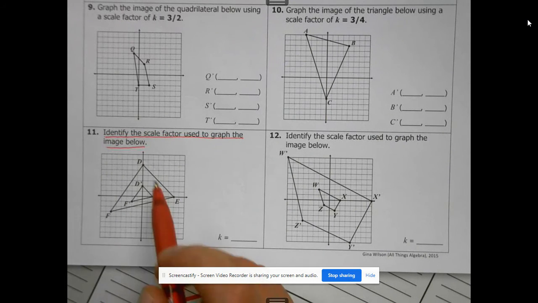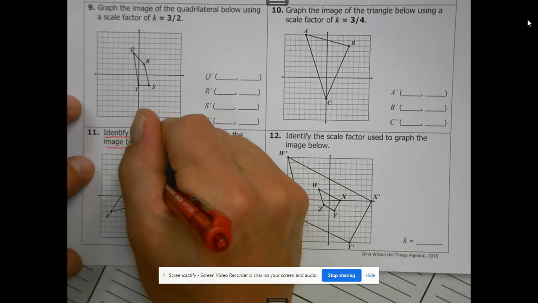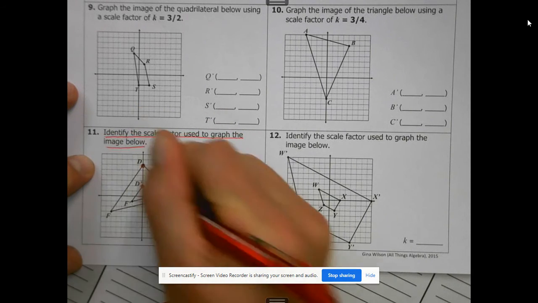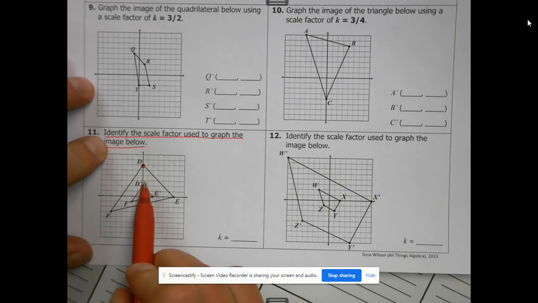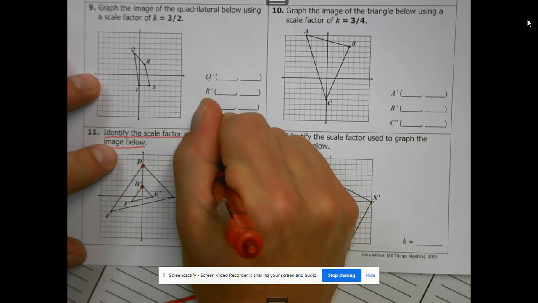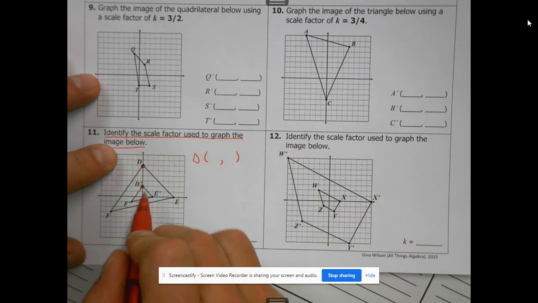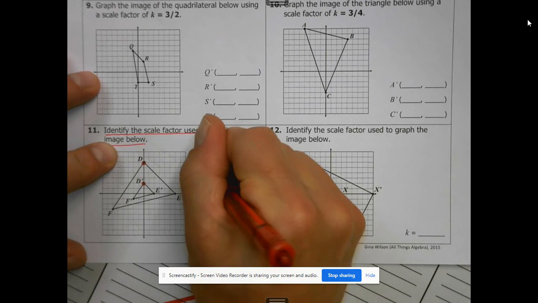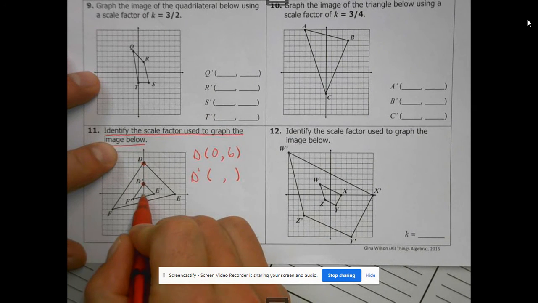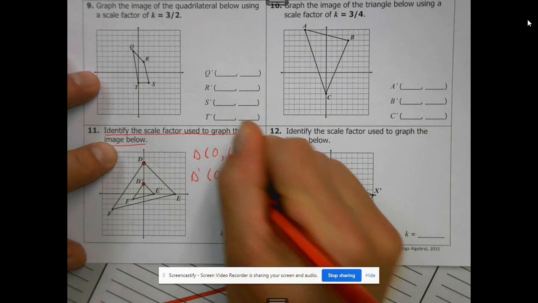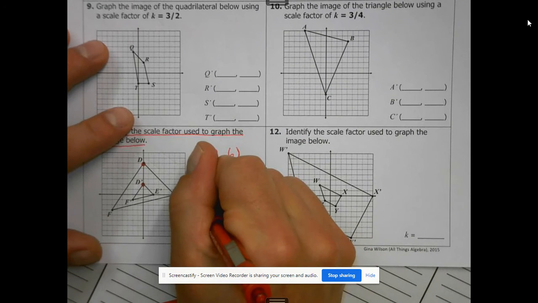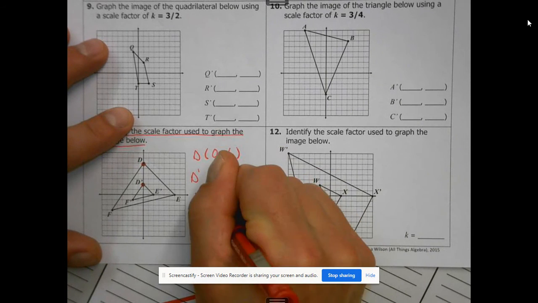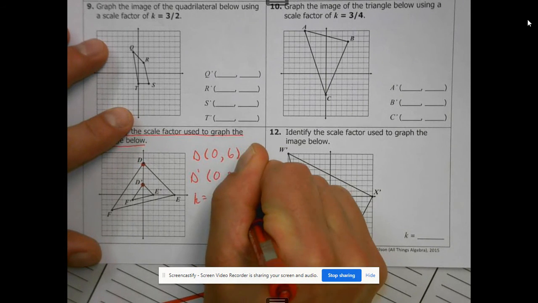So pick a point. Doesn't matter which point you pick. I'm going to pick the point D, which is a pre-image point, and I'm going to pick D prime, which is the image point. Now I have to figure out where these points are located. For D, it's located over 0, up 6, and D prime is located over 0, up 2. Now, to figure out the scale factor, let's call it k. You take the new points and you divide by the original points.